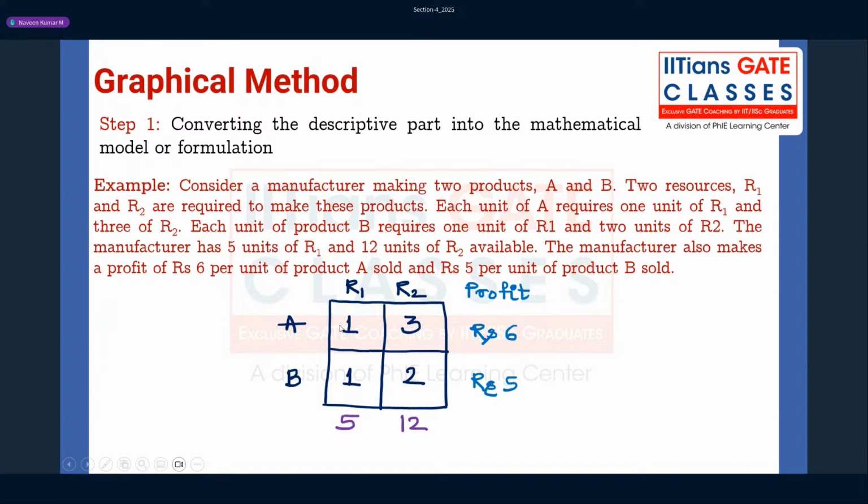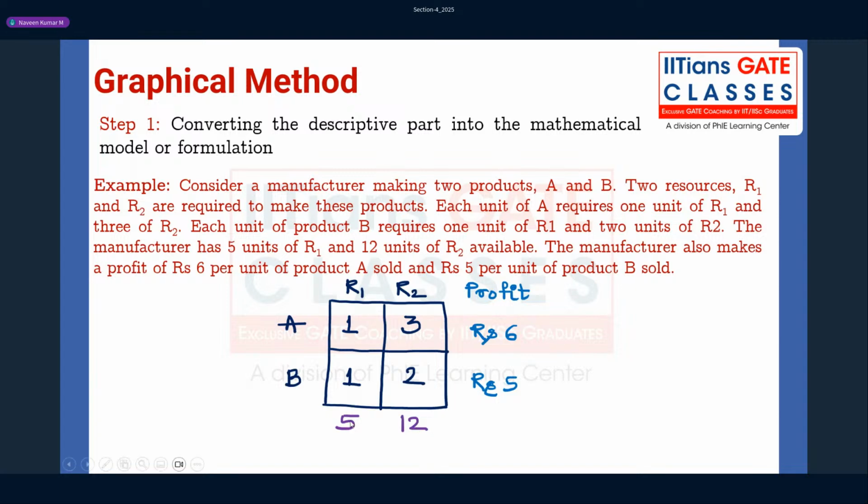So 4 into 1 is 4, 4 into 3 is 12, right? 12 plus... so like that I can make. If you want to make 4 A's, 4 into 6 is 24. 24 rupees is your profit. But that is not the maximization of the profit. It is some profit. Okay.